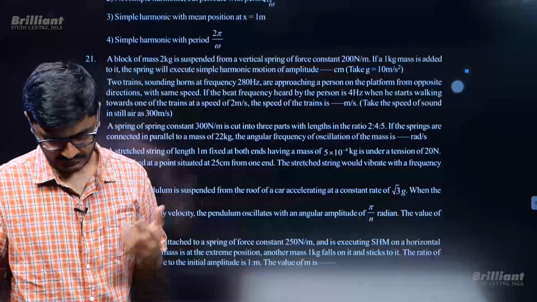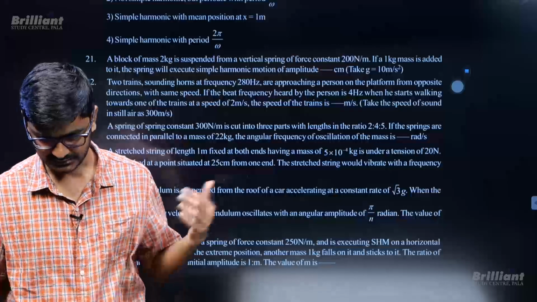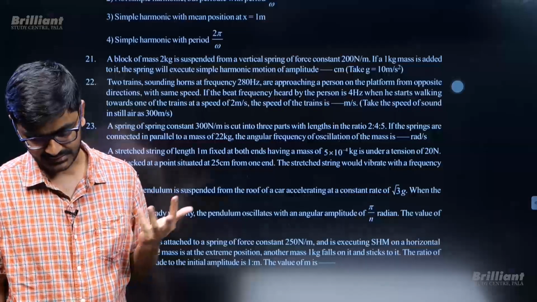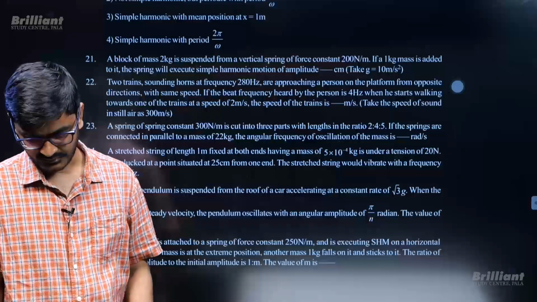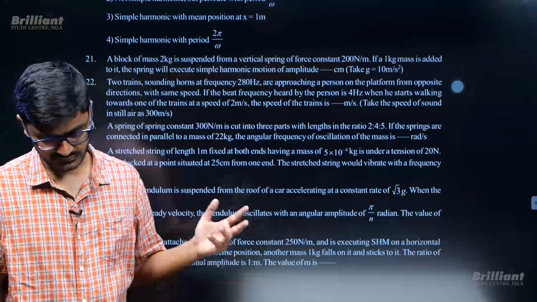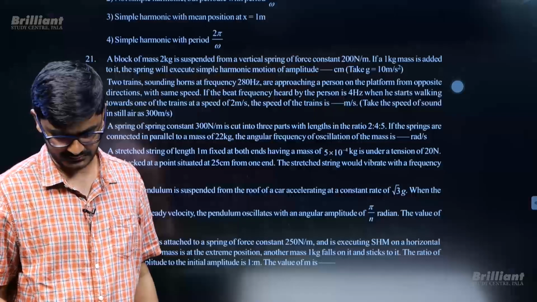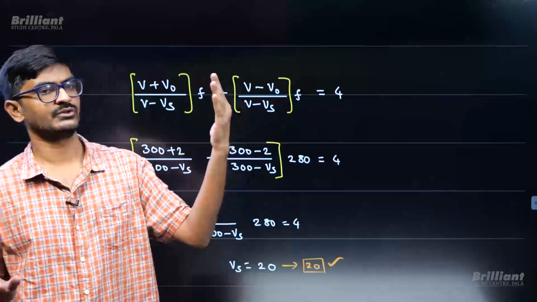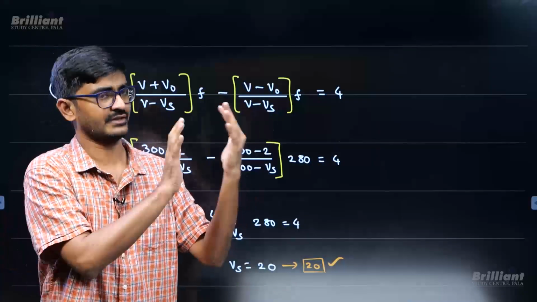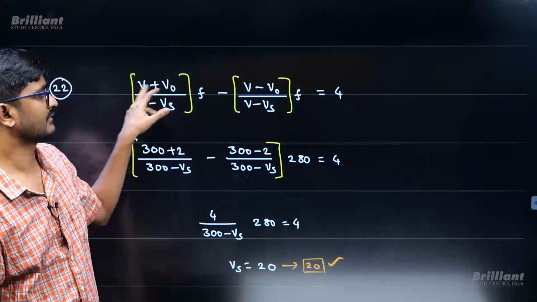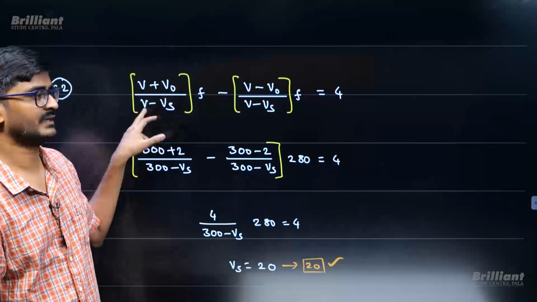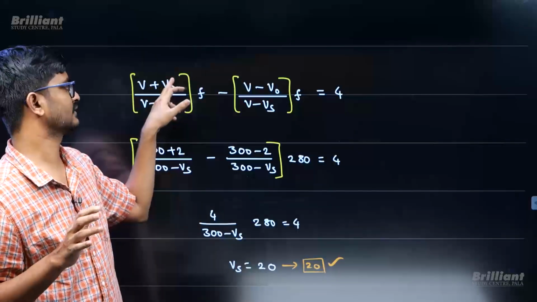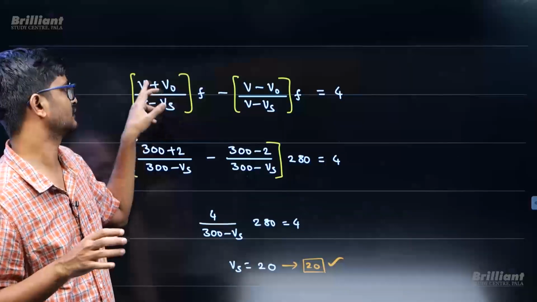Two trains sounding frequency 280 Hz are approaching a person on the platform from opposite directions with the same speed. If the beat frequency heard by the person is 4 Hz when he starts walking towards one of the trains, find the speed of the trains. So that's also two different cases. In one case, the train is coming towards him and he is going towards the train, so the frequency will increase. The new frequency will be V plus V observer by V minus V source, because the observer is moving towards the train, so both ways the frequency has to increase.